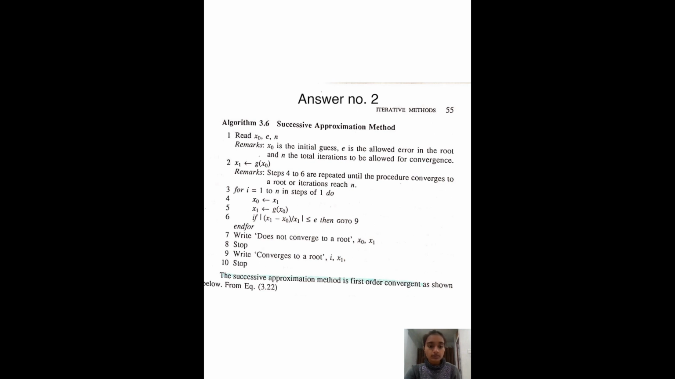In the third step we start our for loop, with i going from 1 to n. Step 4 is x0 is x1, and x1 is g of x0. Here in the sixth step, if the absolute value of (x1 minus x0) divided by x1 is less than or equal to e, then go to step number 9 and print convergence of root and end the for loop. Otherwise, we print does not converge to root and stop. And print the convergence to a root x1, and in the 10th step we stop our algorithm.